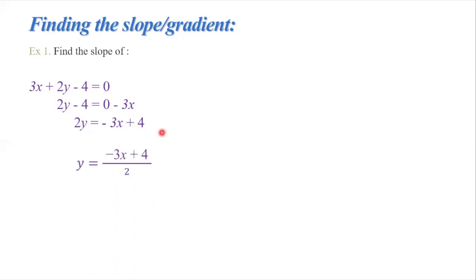And now we need to get rid of the 2. Because this is 2 times y, when the 2 goes over the equal sign, it becomes division. So all of this is going to be divided by 2. We can separate the numerator and divide all parts of the numerator by 2. So I'm going to have negative 3 divided by 2 x plus 4 divided by 2, which gives me 2. Now I have something in the form y equals mx plus b, and I can identify my slope, which is m equals negative 3 divided by 2.